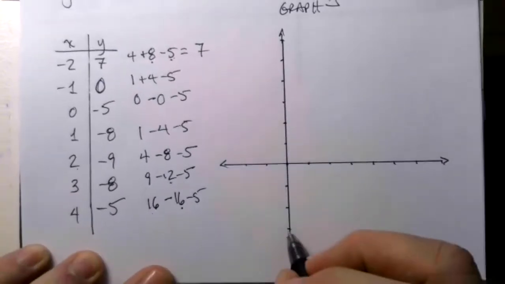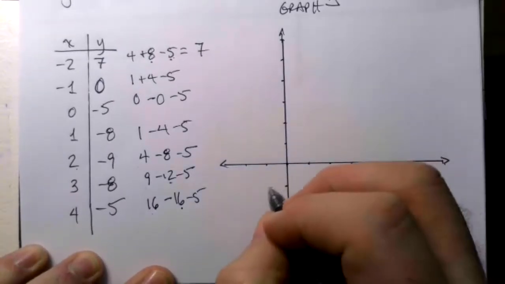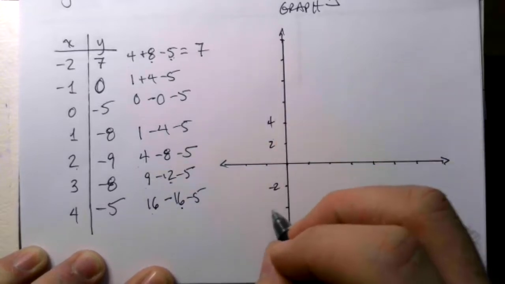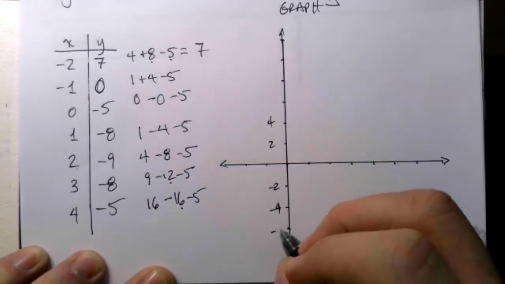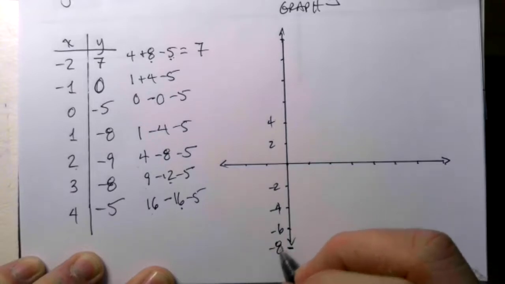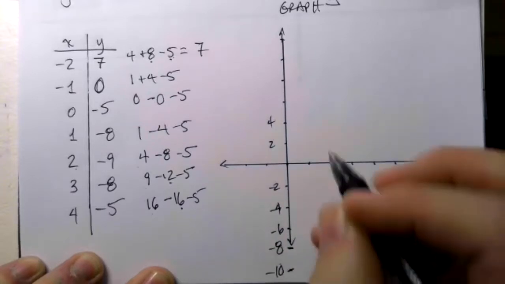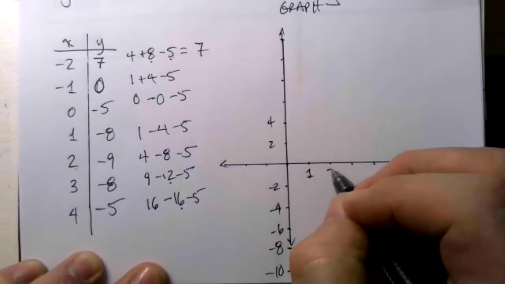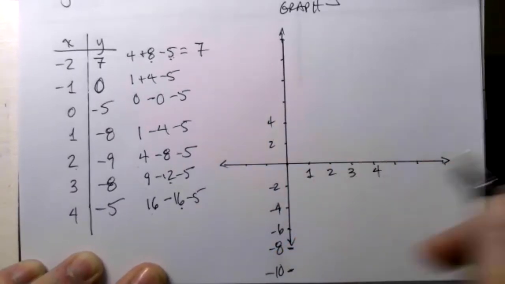Maybe I'll number it. So this is 2, 4. I'm going to number by 2s, so that I can get closer to what I need without making a mess. So this will be -8. This will be -10. And I'm going to stay numbered by ones here. I don't want to confuse you, but that is what's going on.